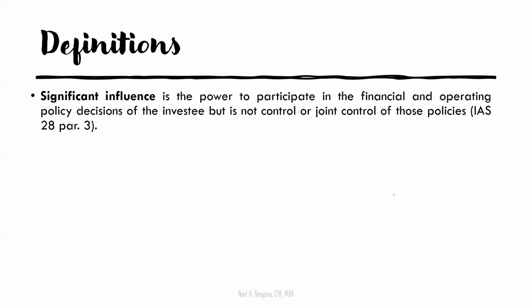So those investments are having significant influence, and in accordance with IAS number 28, a significant influence is the power to participate in the financial and operating policy decisions of the investee. So we are the investor, we have the power to participate in the policy decision making of that particular investee corporation where we invest. But take note, ha, pag significant influence, it is not control or even joint control of those policy. Okay, so wala po tayong full control or even joint control over the policy making. We can have only the power to participate, and that is significant influence.